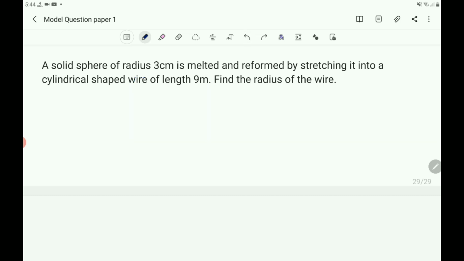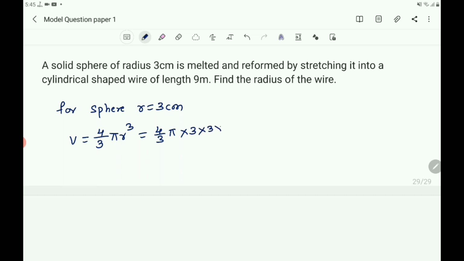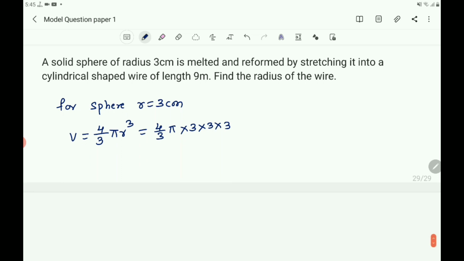Again here you take for sphere, r equals what? 3 centimeter. Then find V. What is the formula to find the volume of the sphere? That is 4 by 3 pi r cube. That equals what? 4 by 3 pi into, you write 3 into 3 into 3. That is cm cube you can write, because here meter is there. Cm cube. Now consider this is first.